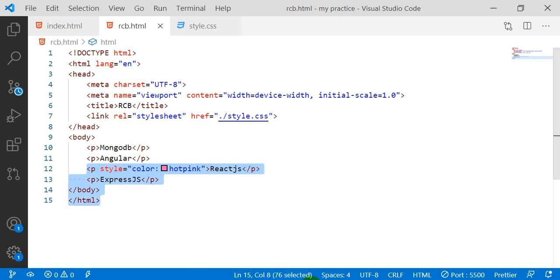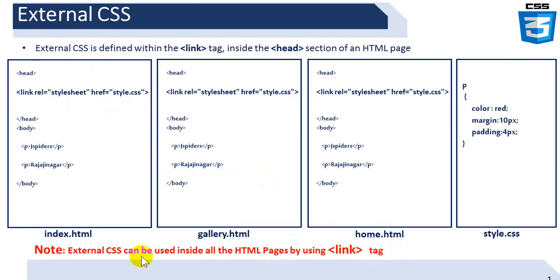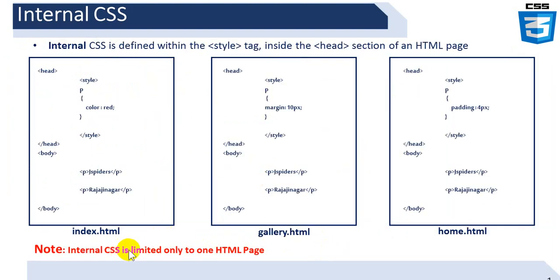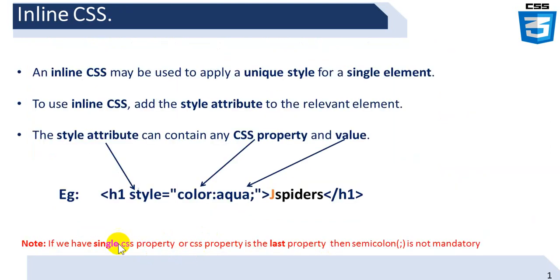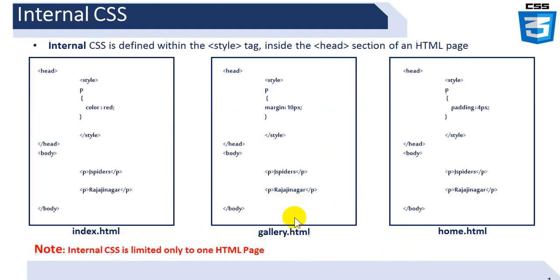So please go through these slides once. The same thing: external CSS can be used inside all the HTML pages by using the link tag. Internal CSS is limited only to one HTML page. This note, how to use semicolon, not mandatory, all these things we will see in the next session, guys.